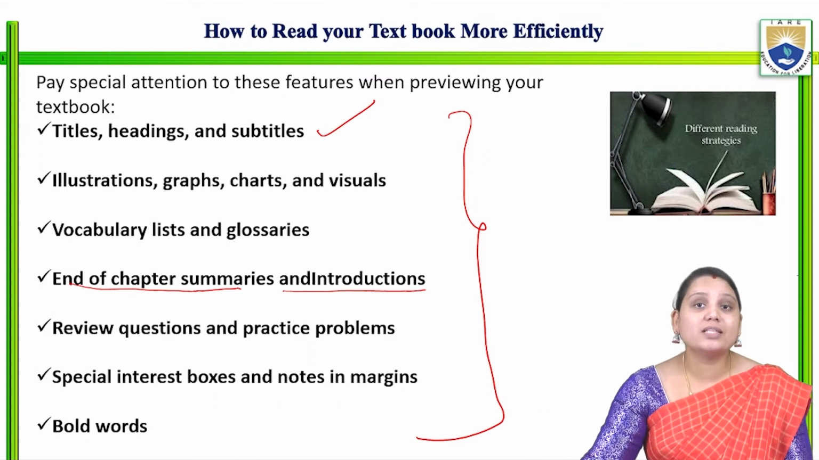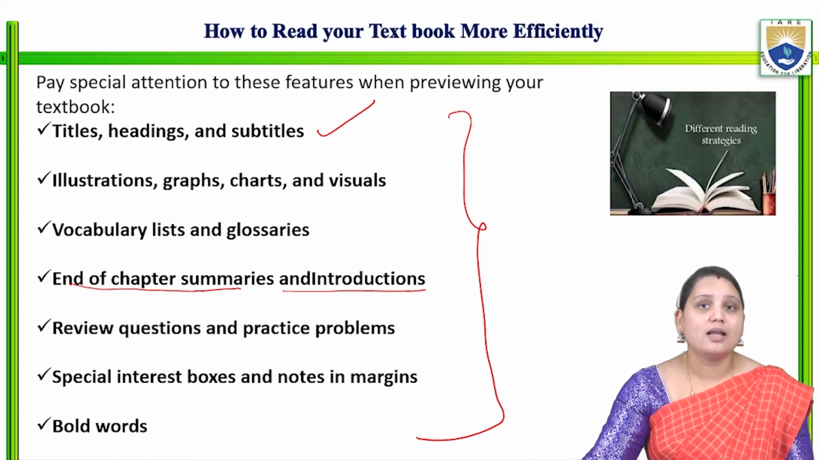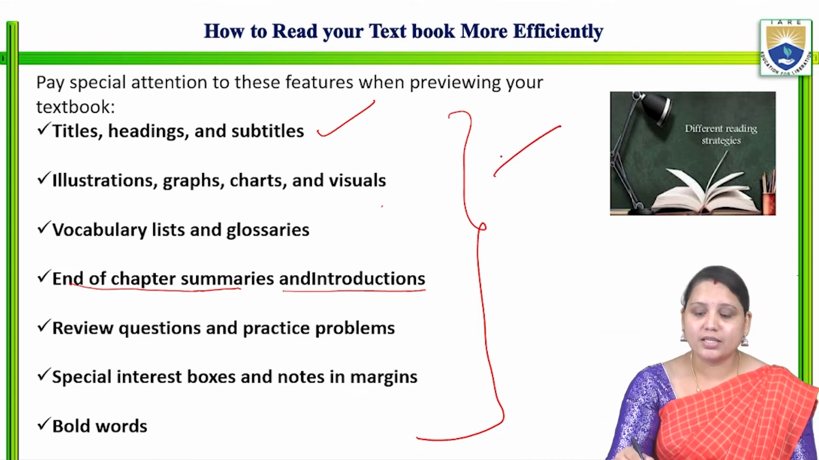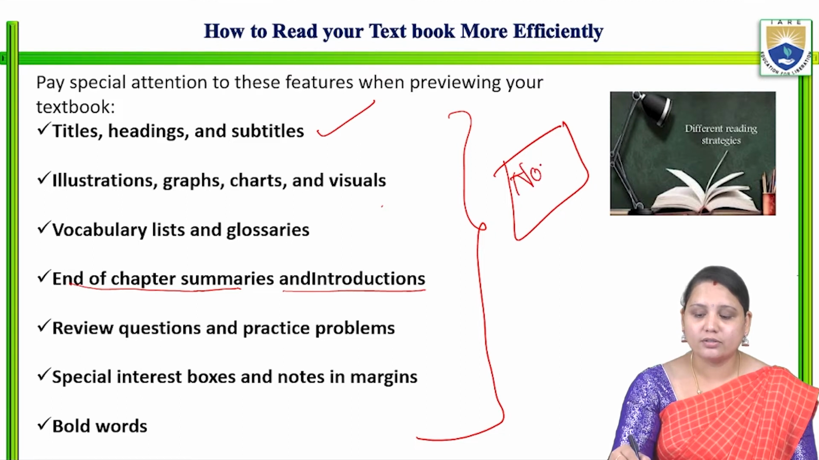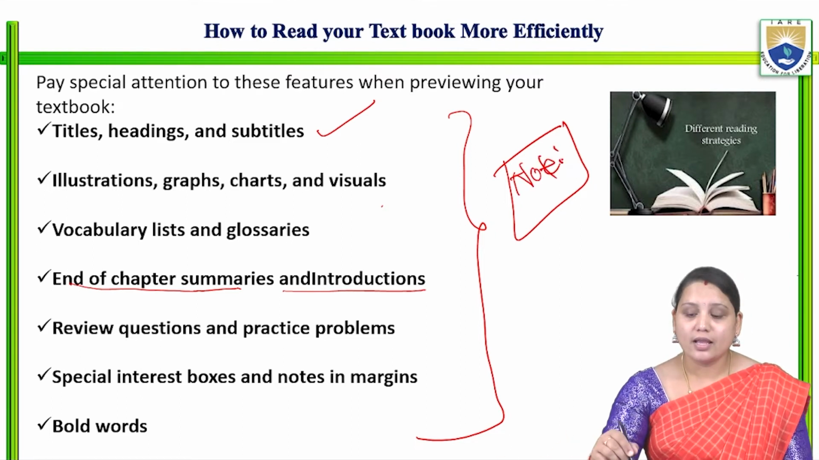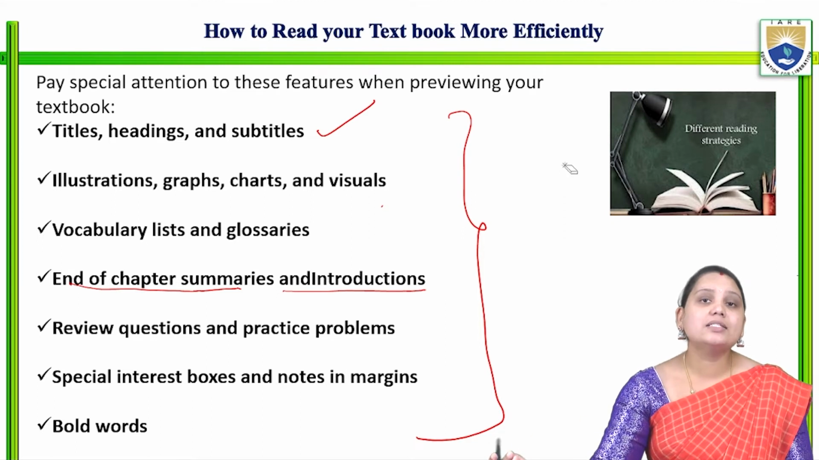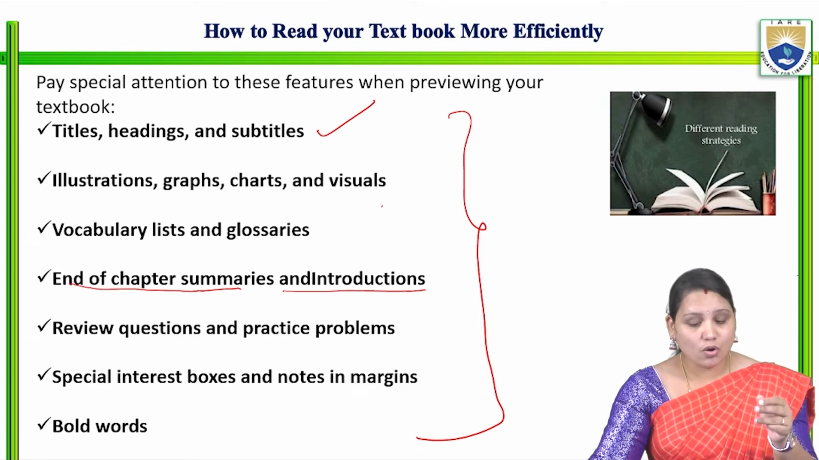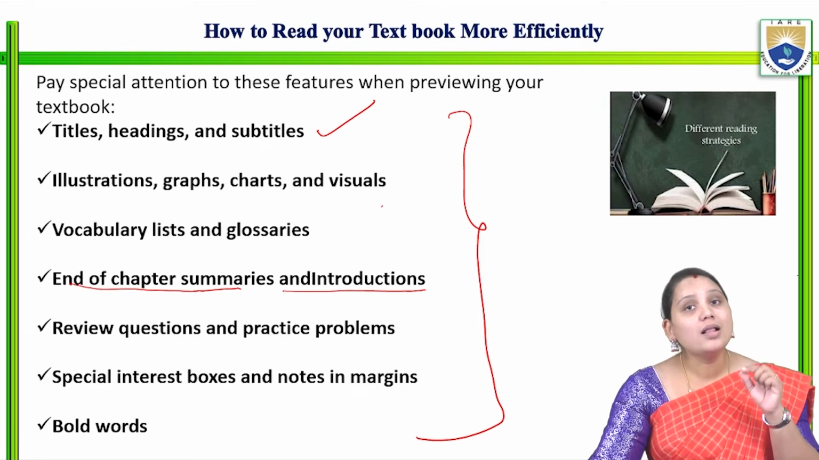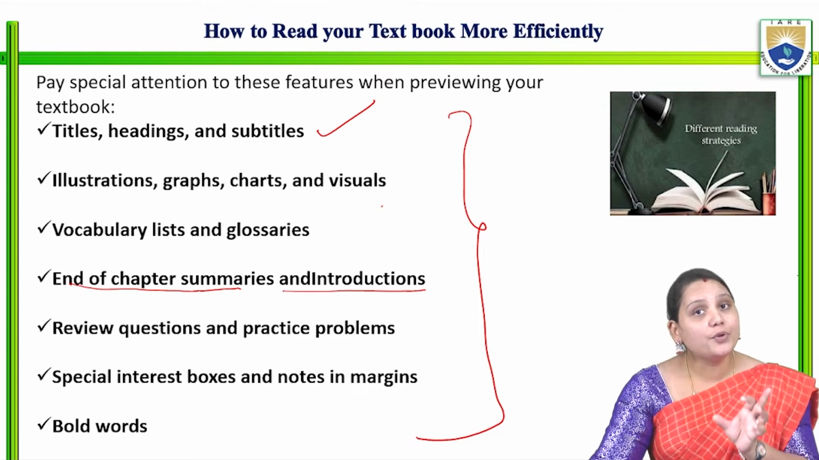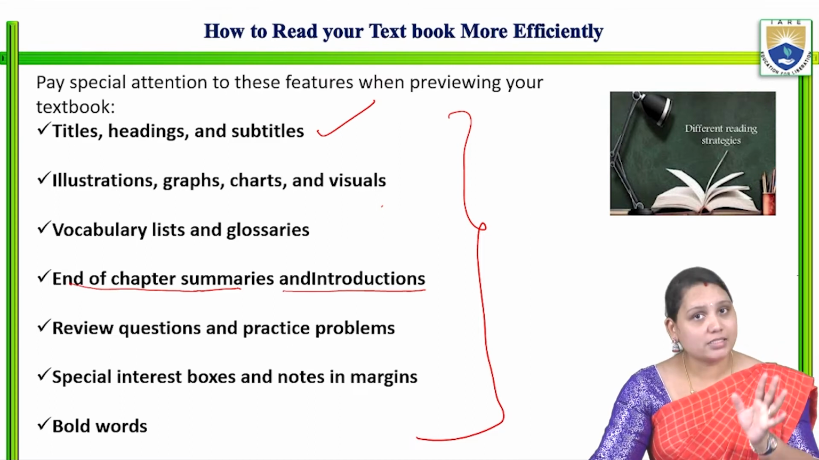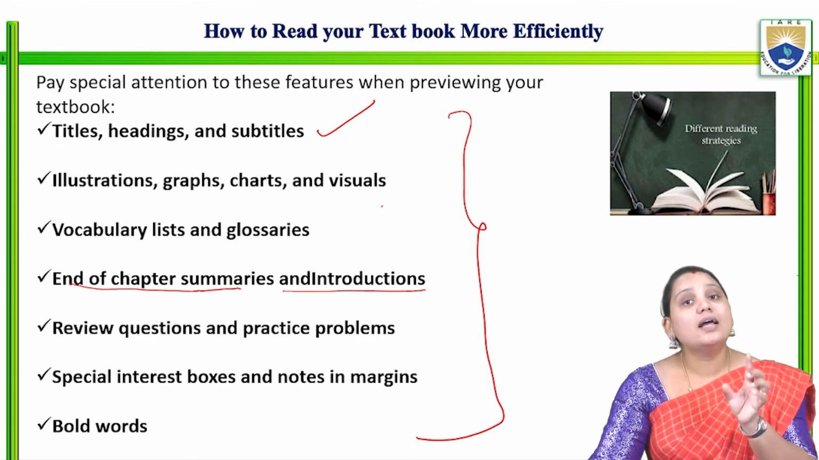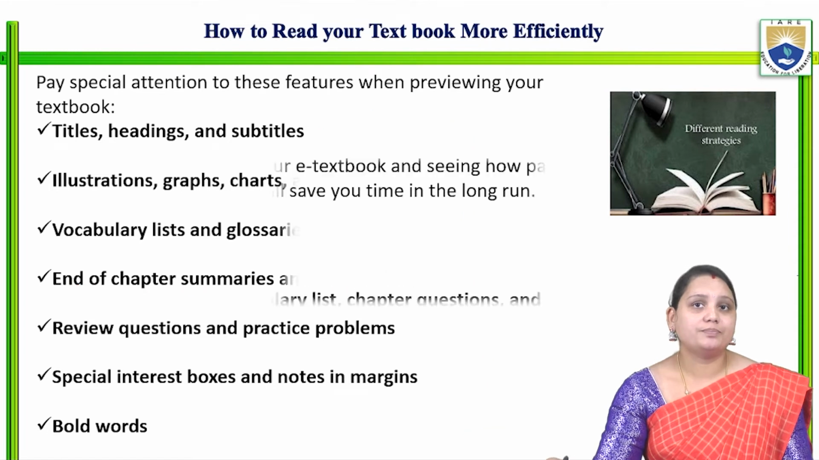Next, special interest boxes and notes in the margin. Sometimes a special note will be provided in a box like this. They'll make a box and give a note, and there will be a colon there. Here, try to understand that box which they have specifically mentioned. Then bold words. These are all the elements which will help you to preview your textbook such that you will have an idea of what you will be reading in that particular chapter.